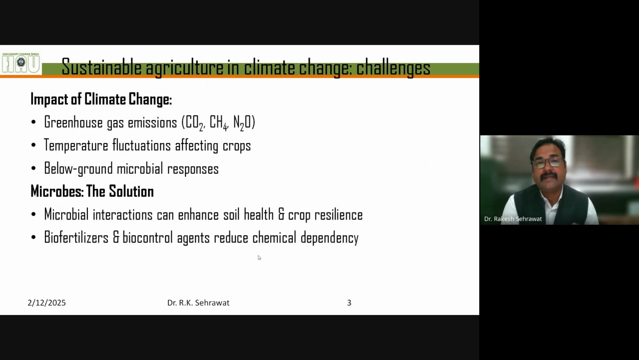Sustainable agriculture in climate change is coming up with challenges. There are so many challenges where sustainable agriculture is very hard to achieve in climate change. The impact of climate change includes greenhouse gases. The main three gases emerging from the agriculture sector are carbon dioxide, methane, and nitrous oxide.